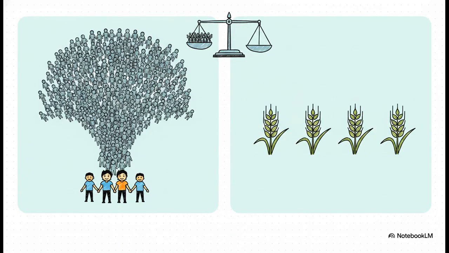The core of Malthus's argument was just pure math. He argued that human populations grow in a geometric progression, so 2, 4, 8, 16, multiplying super rapidly. But our ability to actually produce food only grows in an arithmetic progression, 2, 4, 6, 8, just slowly adding up. His ultimate conclusion? Humanity would always outbreed its food supply, permanently condemning the masses to poverty.